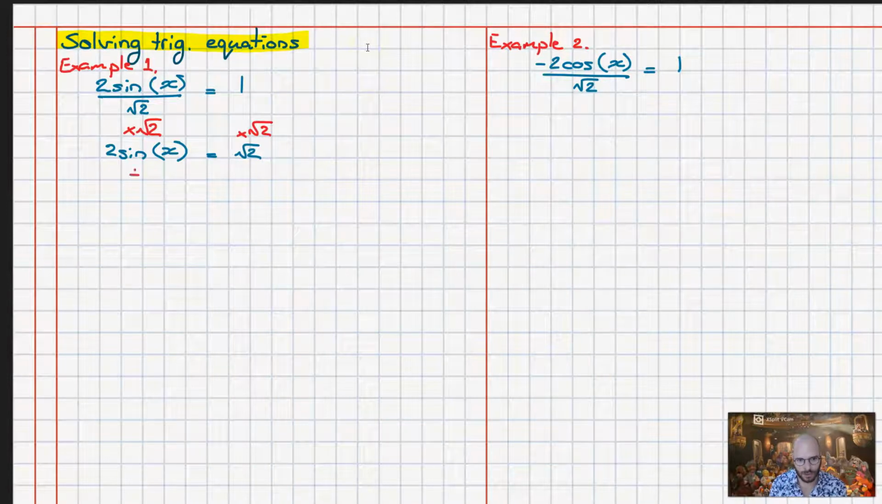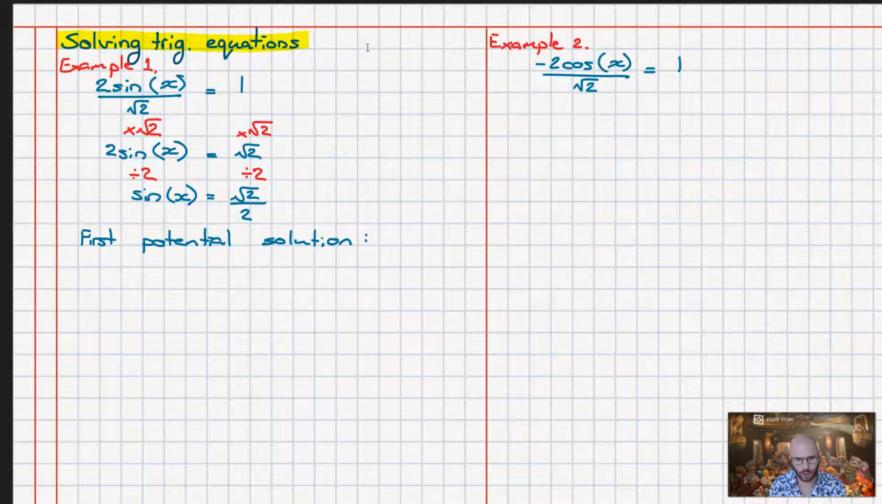Next step is we need to eliminate this 2 on the left hand side. Dividing both sides by 2, we get sine x is equal to root 2 over 2. Now, here's where we do something a little bit strange. Rather than just taking the inverse sine function of both sides of the equation, we're going to write something. We're going to say first potential solution. So this is the first potential solution to this problem.